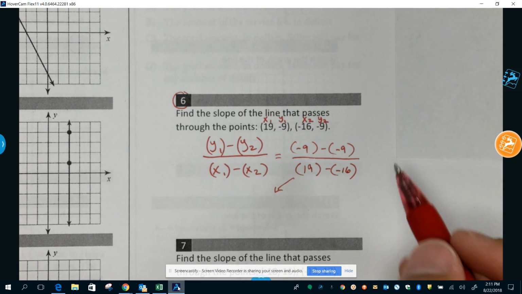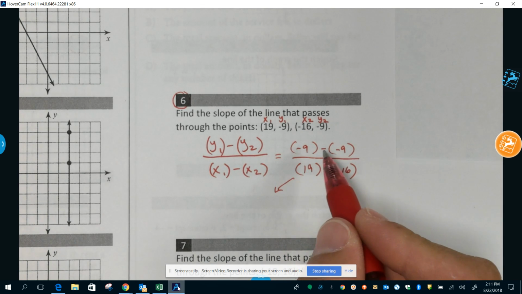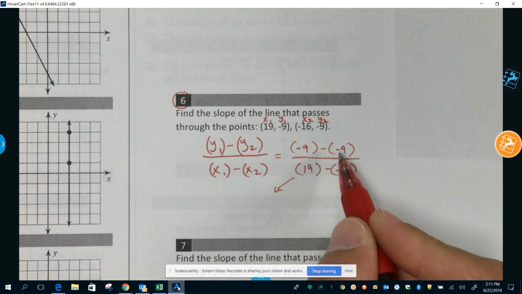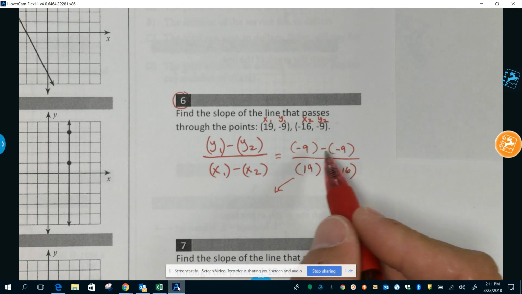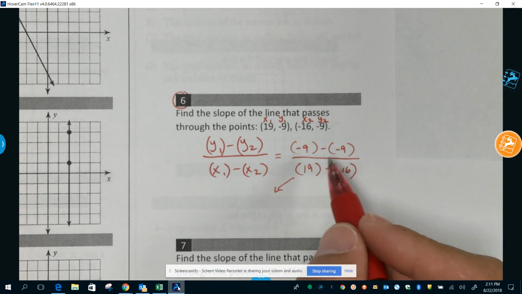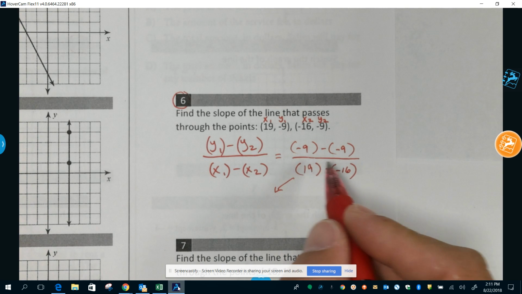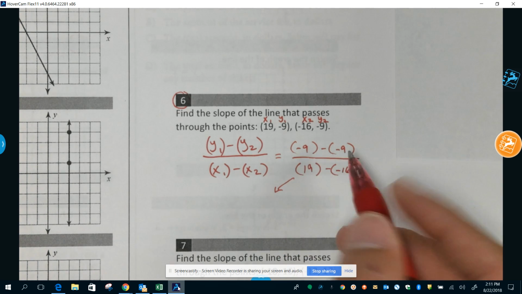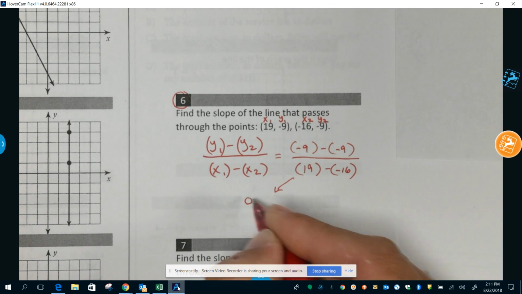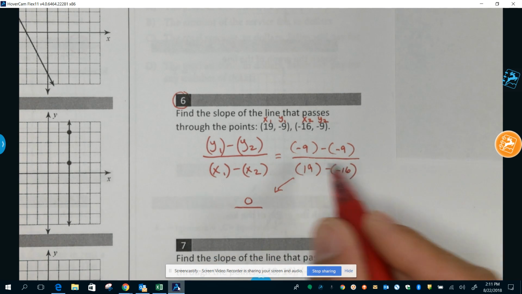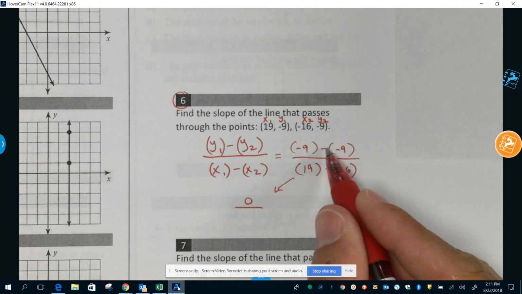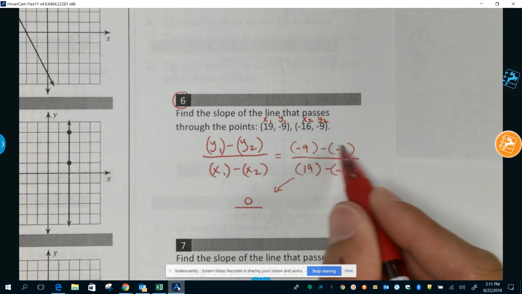Okay, so we'll come down here and I'll work this out. Negative 9 minus negative 9. I would encourage you to put this in your calculator just to double check. Negative 9 minus negative 9 actually gives us a 0, because back-to-back negatives turn into a plus. So it's like negative 9 plus 9.